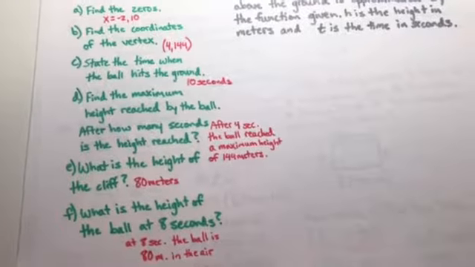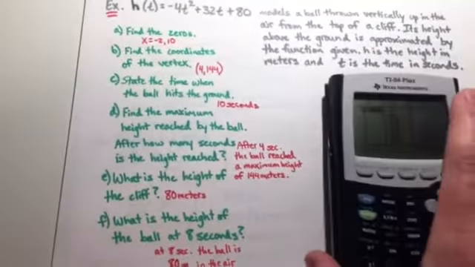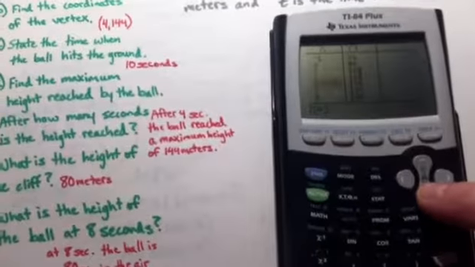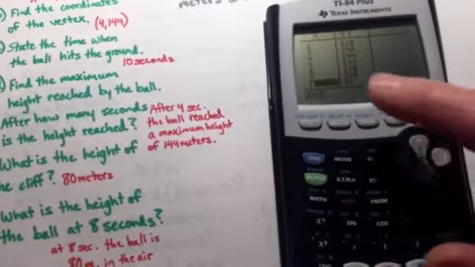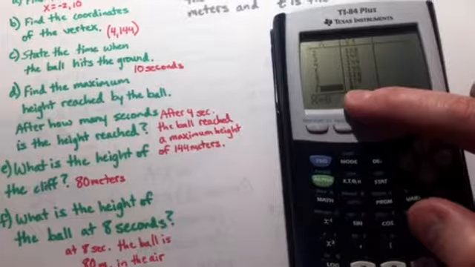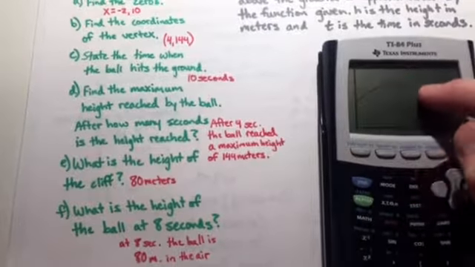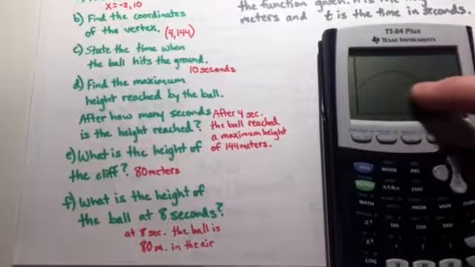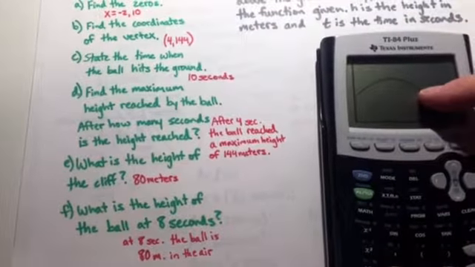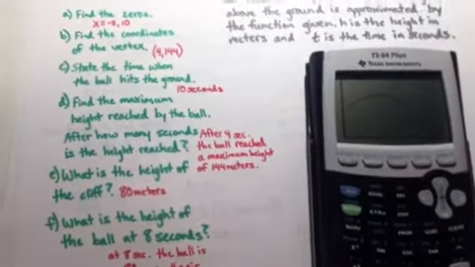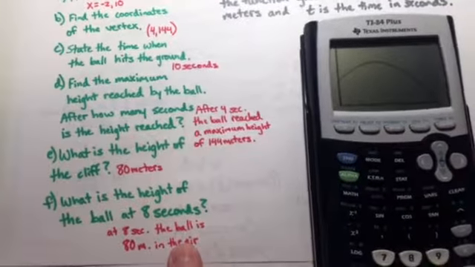And then what is the height of the ball at 8 seconds? So we just need to go to 8 seconds in the table. And after 8 seconds, it is 80 feet in the air again. So that means that it went up, and then after 8 seconds, it was actually level again with that cliff that it left. So we would just say at 8 seconds, the ball is 80 meters in the air.